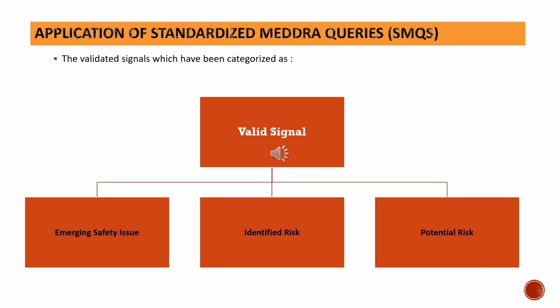For valid signals, we also do an SMQ assessment, and this is as per the GVP Module 9 recommendation that for every valid signal we have to do a standardised MedDRA query assessment, that is, to detect even the minor symptoms of a major disease so that we can directly catch the major disease with the help of these minor symptoms. So for this, we do an SMQ assessment for valid signals.